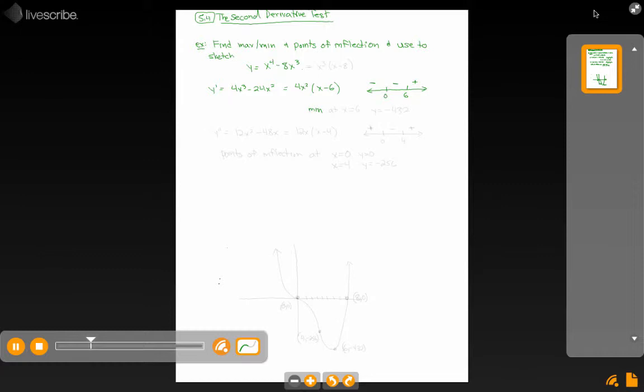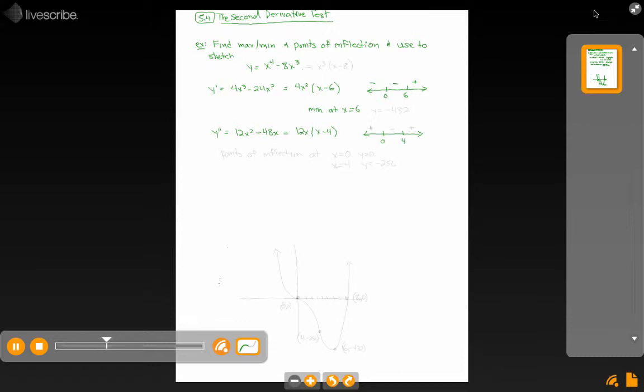Sorry, minimum at 6, a minimum at x equals 6, and we'll figure out what the y value is for that in a second. I'll find the second derivative, and it'll be 12x squared minus 48x. Do a similar kind of work with it, factor it, and I get two numbers of importance here, 0 and 4.